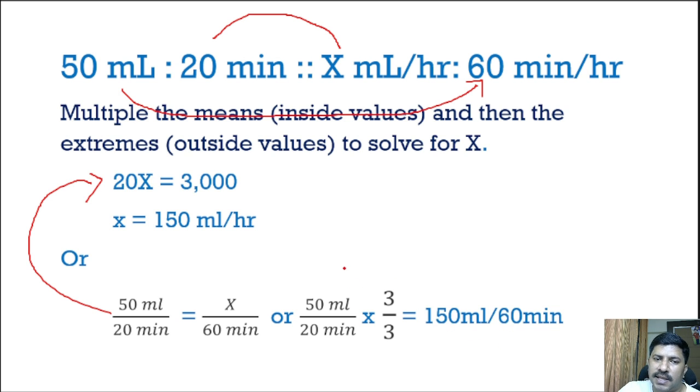So these 3 methods you can apply. This is the first method. The next method is this one, 50 ml divided by 20 minutes, then you can cross multiply. Or this third method. Any one method you can apply here. You will get the answer.